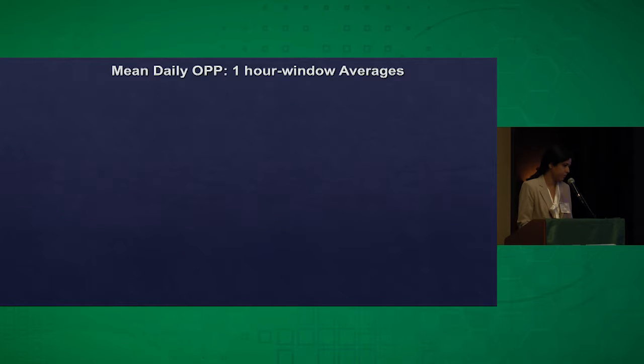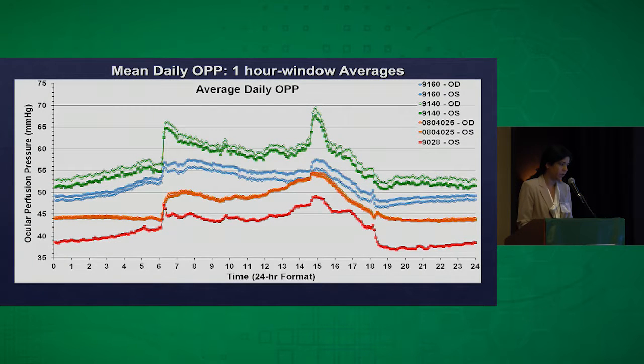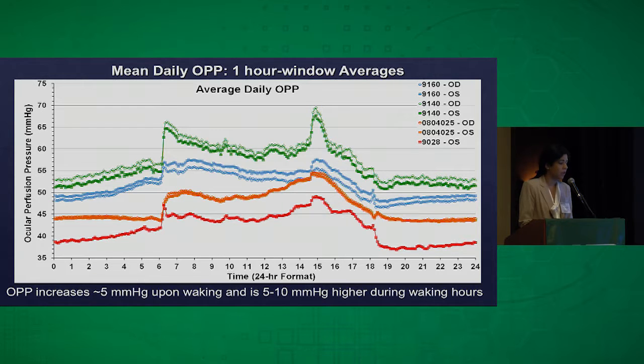Looking at the perfusion pressure in 1 hour window averages, we again see there's a peak in the morning around 6 o'clock. The ocular perfusion pressure increases at least 5 millimeters on waking, and overall is 5 to 10 millimeters higher during waking hours. Perfusion pressure is lower during the night.